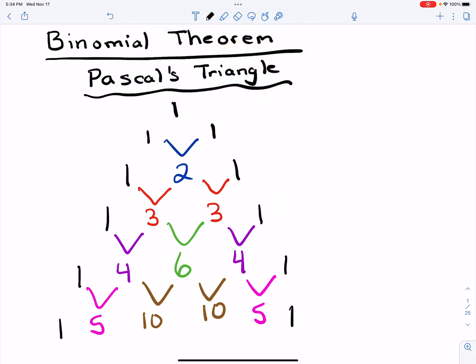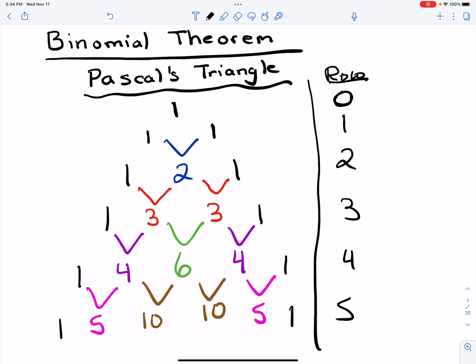And when they talk about the rows, they talk about this first row with just the 1 as row 0. Next row is row 1, then you got row 2, row 3, row 4, row 5. And it keeps going. You can keep going forever making this triangle bigger and bigger. But you keep doing the same thing. You just put 1s on the outsides and then take 2 numbers at a time, add them together and put the result right underneath those 2 numbers.